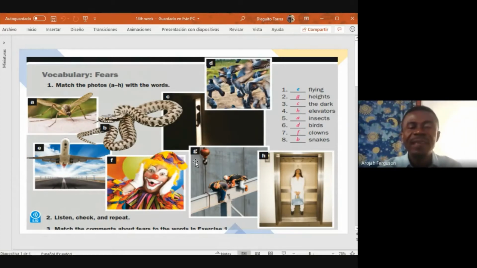Good. Then we have the other one with darkness or dark. That is when the room is very, very dark.